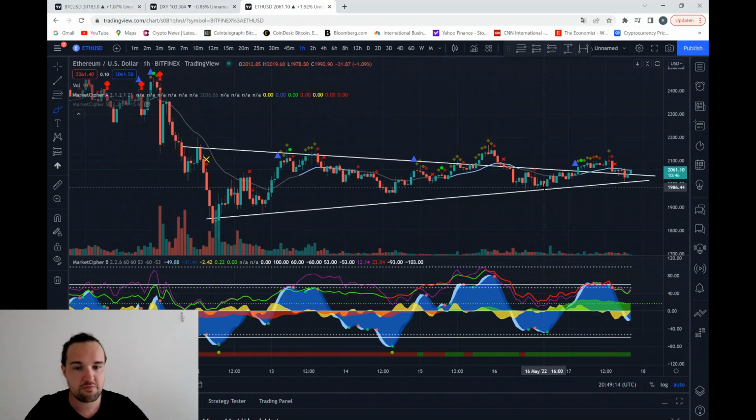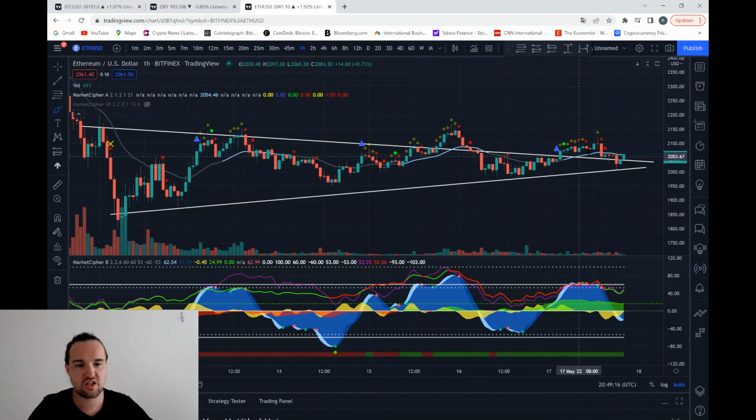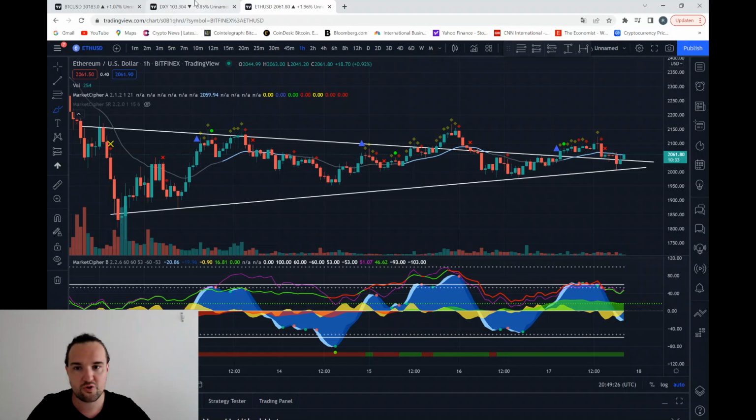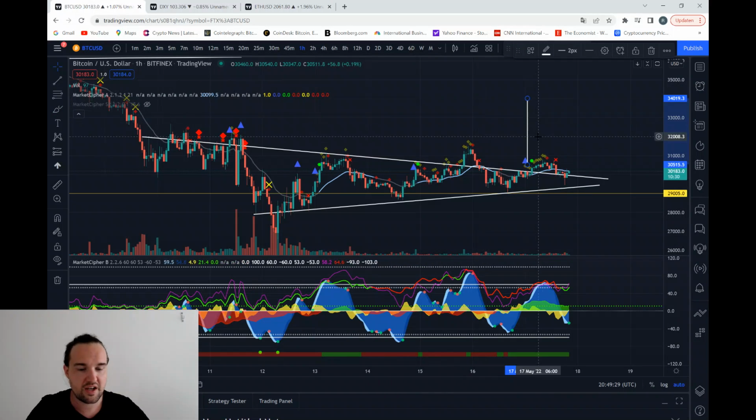So yeah, maybe we can still see this as a bullish breakout of this triangle, but to be honest, it's missing the strength, it's missing the momentum, and it's missing the volume. So I'm staying careful on my trades here.